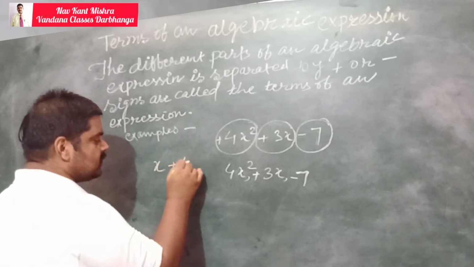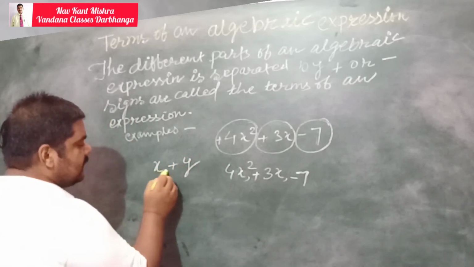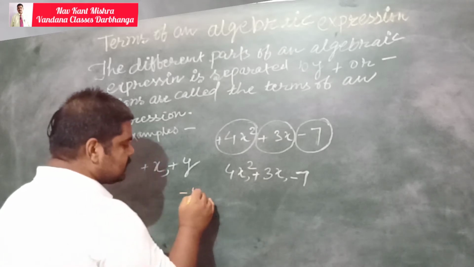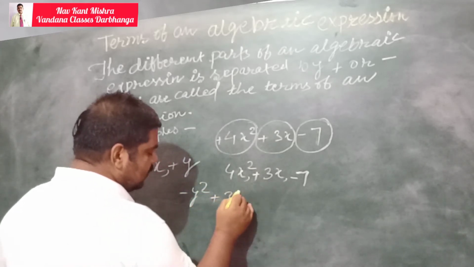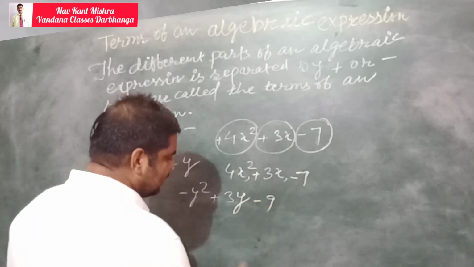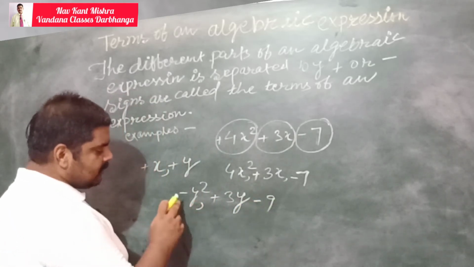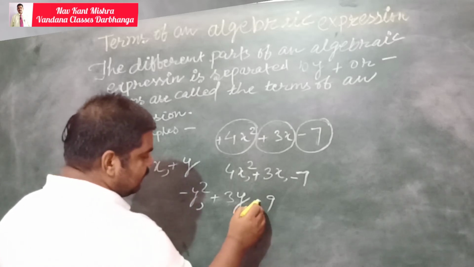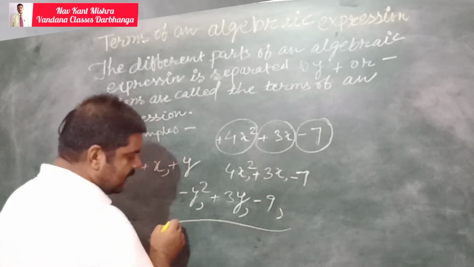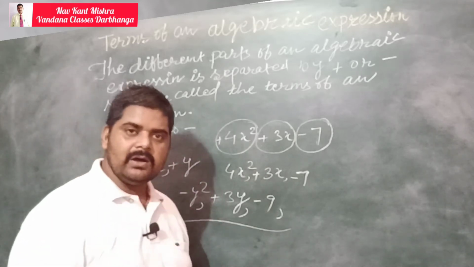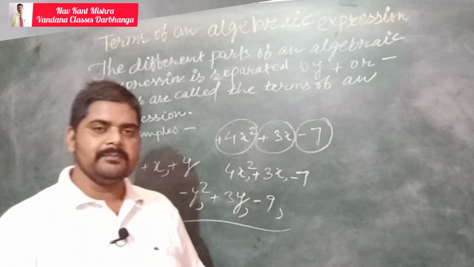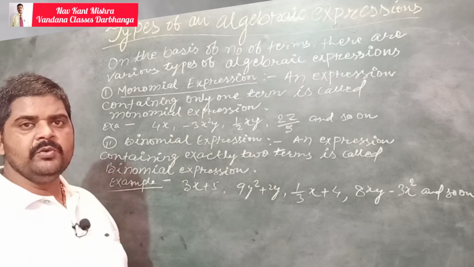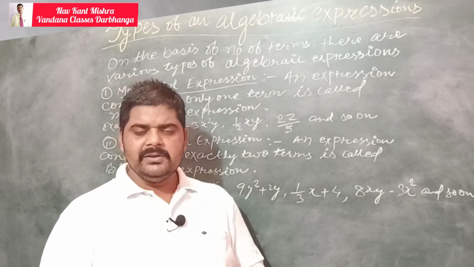When you write x plus y, it has two terms, x and y, because it has a plus sign. When you write minus y squared plus 3y minus 9, it has three terms: one containing the negative sign, the plus containing the term 3y, and the minus containing the term 9, and this is why it has three terms. Now you must know that an algebraic expression may have one term or more than one term. On the basis of the number of terms, you can classify algebraic expressions into different types.